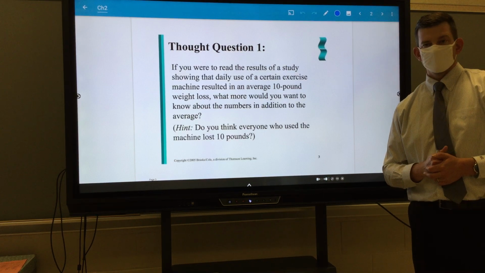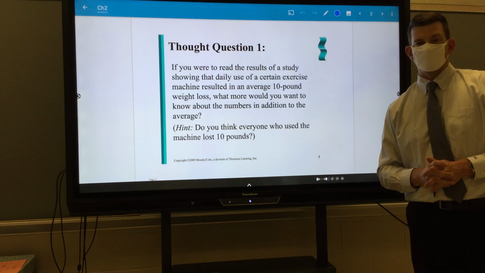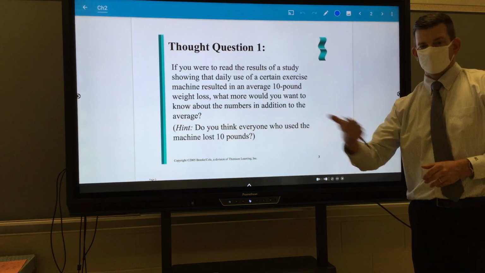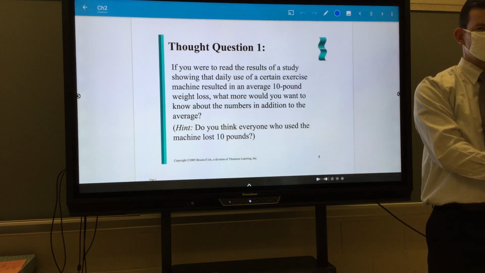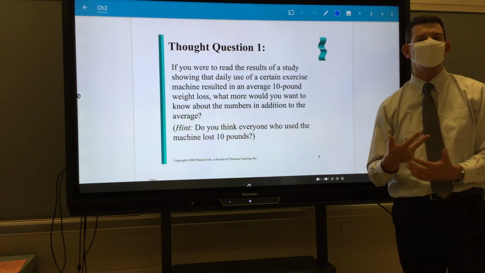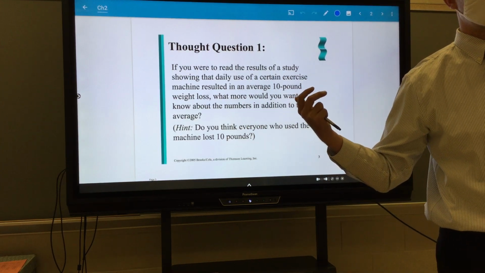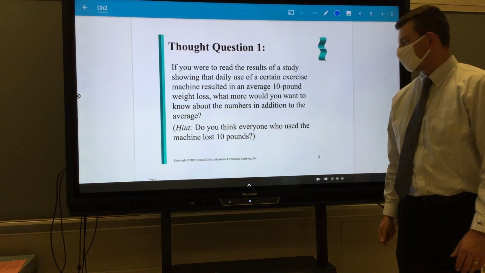Let alone, we have no idea about any other variables going on here. In addition to exercise, the other thing that rather frequently accompanies exercise in terms of weight loss is diet. We've got no idea about the diet of these people. So diet and exercise go hand in hand with one another.